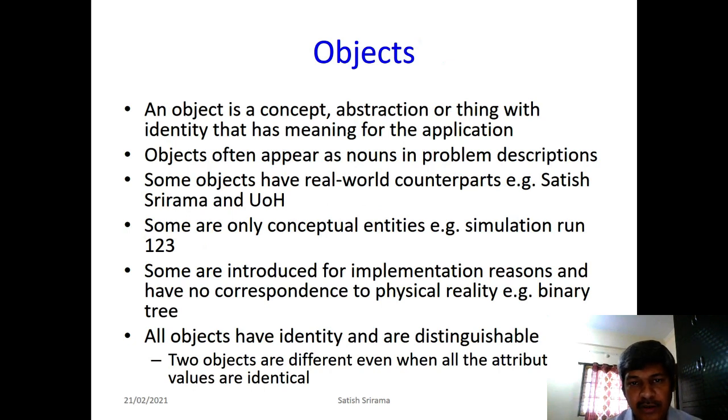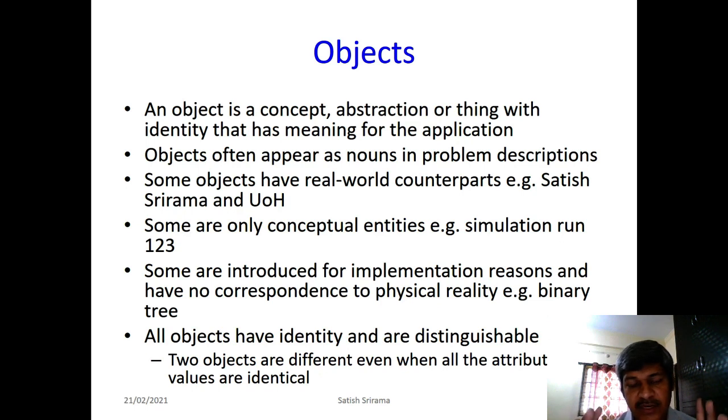So, we already talked about what objects are. An object is a concept, abstraction, or thing with an identity that has a meaning for that particular application. Objects often appear as nouns in problem descriptions. Say, for example, if you are trying to develop a system and you are having discussions with the customers, these objects actually appear as nouns in these sort of discussions. We have to understand this object concept very clearly.